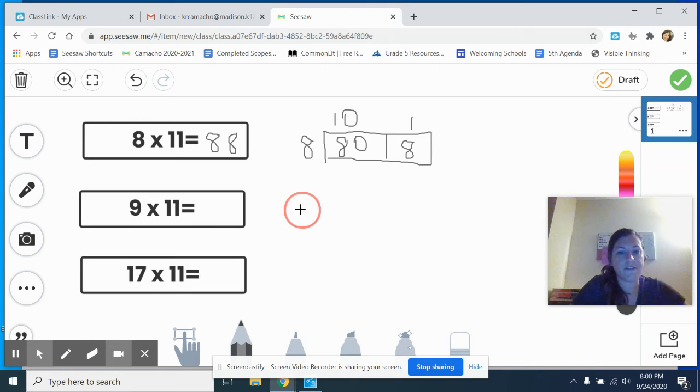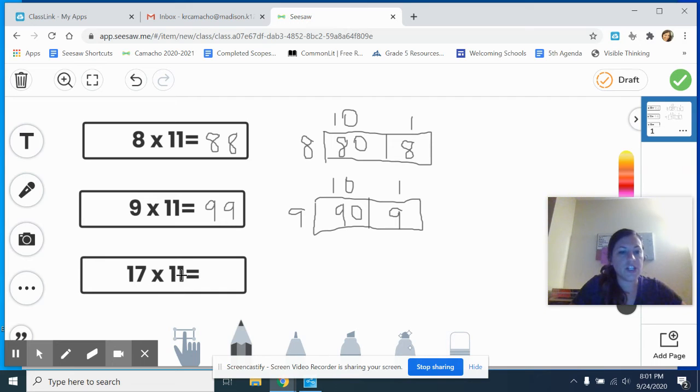So now I have 9 times 11. So again, because it's single digit, it's just going to be one row. And then the 11, I'm breaking apart into 10 and 1. And now I can do my 9 times 10 part, which is 90. And my 9 times 1 part, which is 9. And then I add those two parts together to get a total of 99 for my answer.